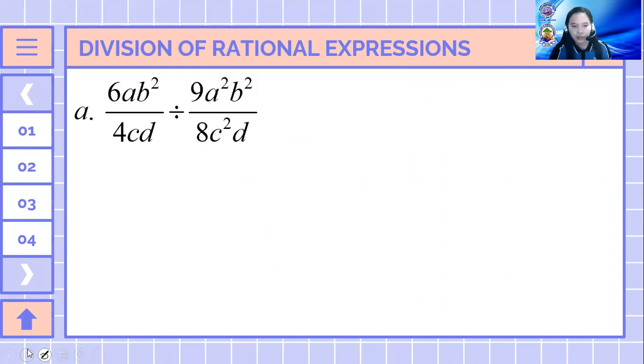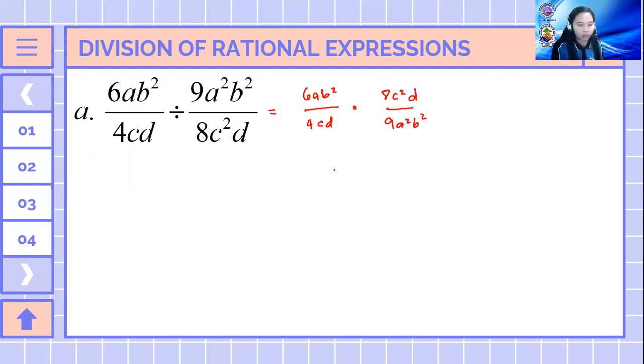Let's have first letter A. So we have 6ab squared over 4cd divided by 9a squared b squared over 8c squared d. Okay? So we can use the keep, change, and flip. So we will keep the dividend. So we have 6a b squared over 4cd. And then change the operation into multiplication. That's why we have multiplication. And then flip or find the reciprocal of the divisor. That's why we have 8c squared d over 9a squared b squared.